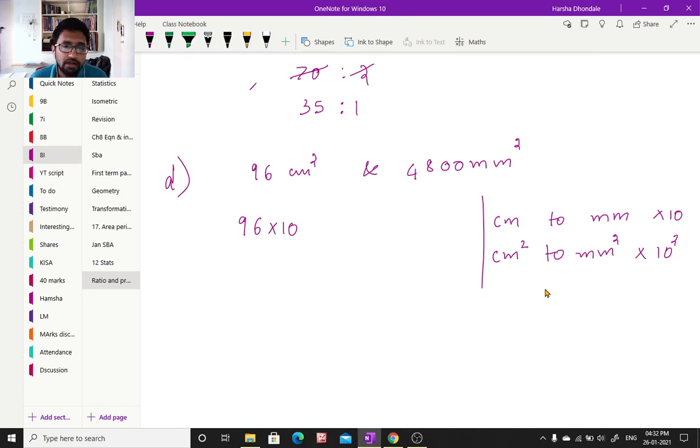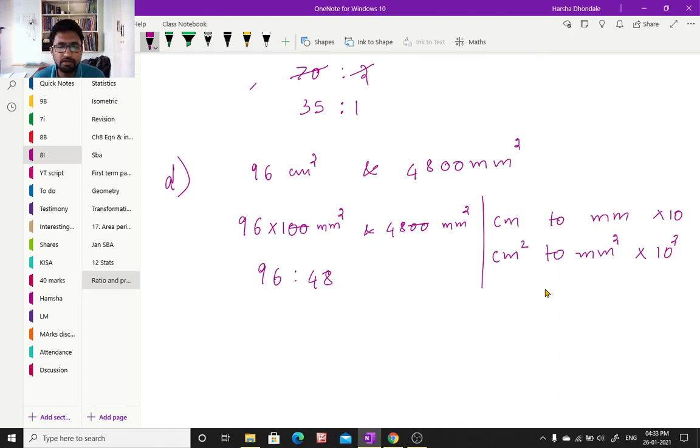All right, 96 into 10 square. 10 square is nothing but 100 millimeter square, and 4800 millimeter square. Now both of them are in the same units. You can cancel them. 2 zeros, divide by 100, divide by 100. You get 96 is to 48. Simplify this further, because the ratio has to be in whole numbers and in its simplest form.